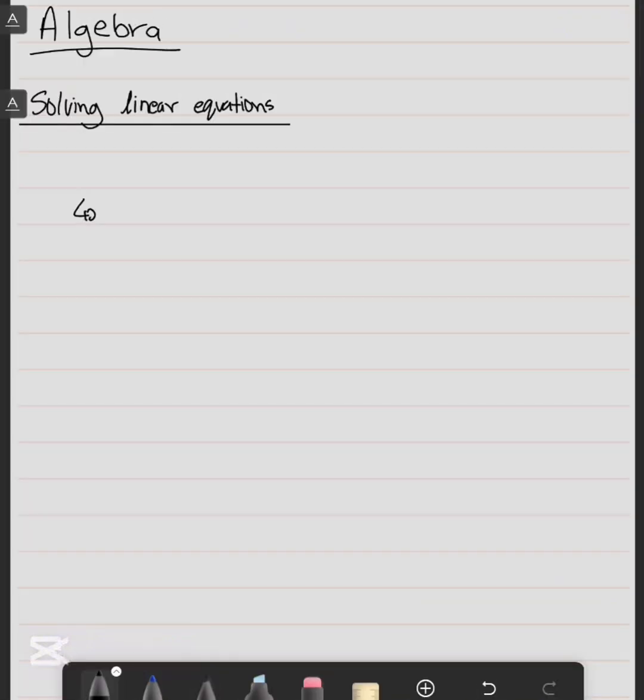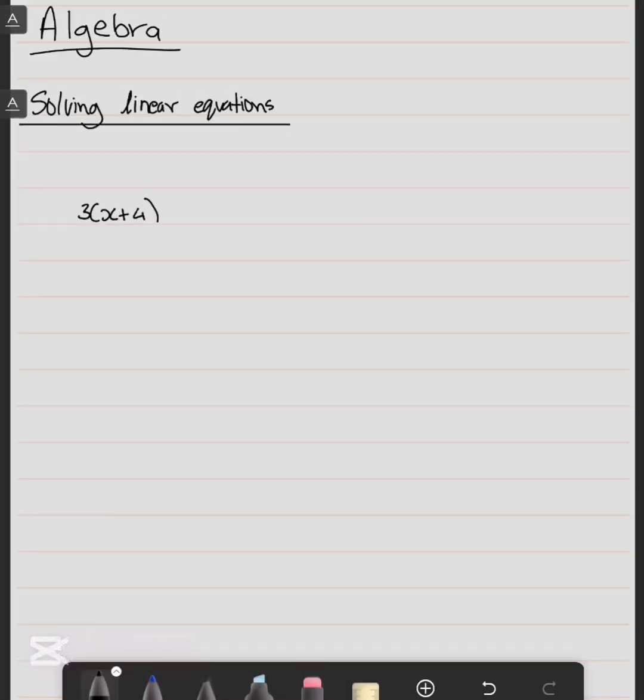Here's another example, and we do the same thing of making x by itself. But you get faster at it, so you minus 16 and you get 4x equals 32. Then you divide it by 4 because it comes to the other side, and you get x equals 8. You can double check by putting it back into the original equation.